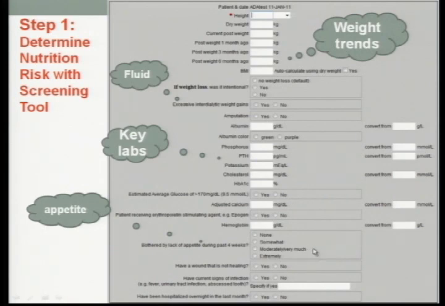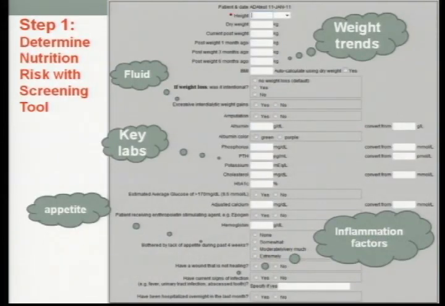So click that. And then we're trying to get at the inflammation piece, and you don't always have a C-reactive protein to tell you whether they're inflamed. So we're trying to ask some questions that might answer that for us. Do they have a wound that's not healing? Do they have current signs of infection? Fever, a urinary tract infection, an abscessed tooth? Those all could be leading to systemic inflammation. And finally, has the patient been hospitalized in the last month?